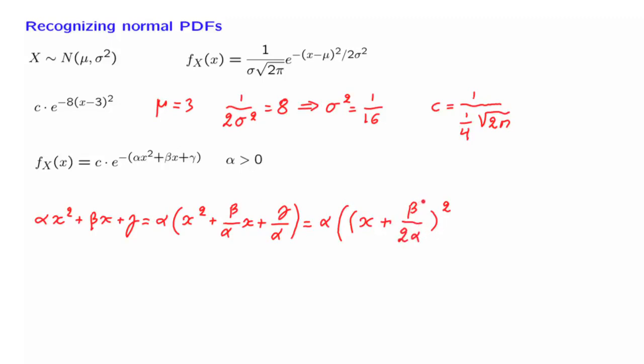Because in that case, the cross term is going to be 2 times x times beta divided by 2 alpha. The 2 in the beginning and that 2 cancel out, so we're left with x beta over alpha, which is exactly what we got here. However, this quadratic is going to have an additional term, which is the square of this, which is not present here. So to keep the two sides equal, we need to subtract that term.